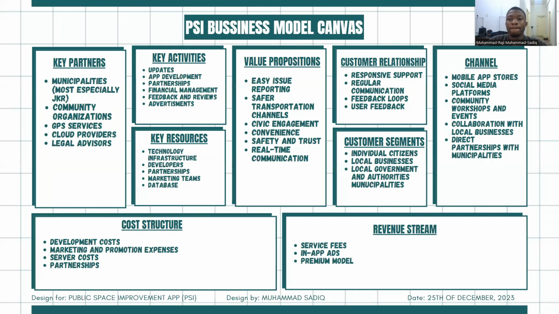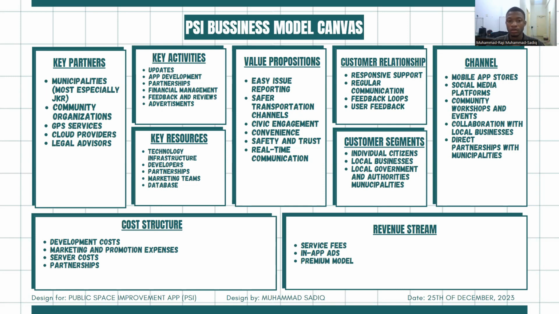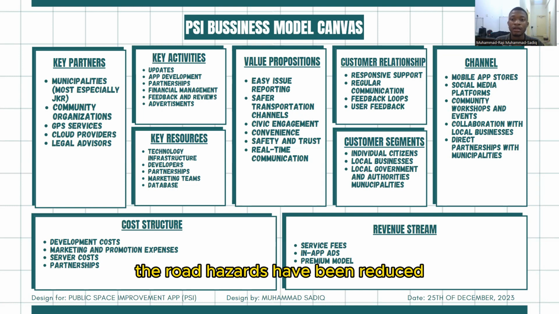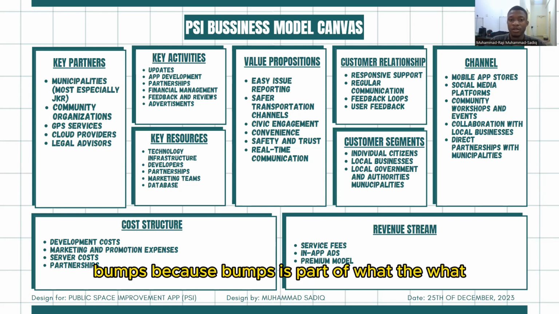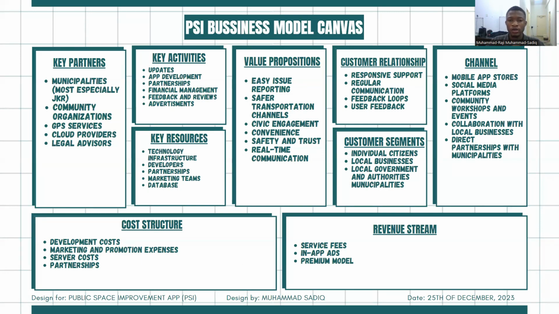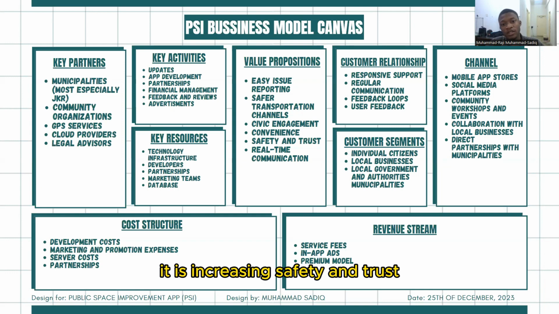Safety and trust. Yes, because when people start using the application on a large scale, there will be safety because the road hazards have been reduced largely in their transportation channels. For example, bumps, because bumps are part of what the application will support. As bumps keep increasing, there will be low speed in residential areas, whereby there will be fewer road accidents. So in this way, it is increasing safety and trust.